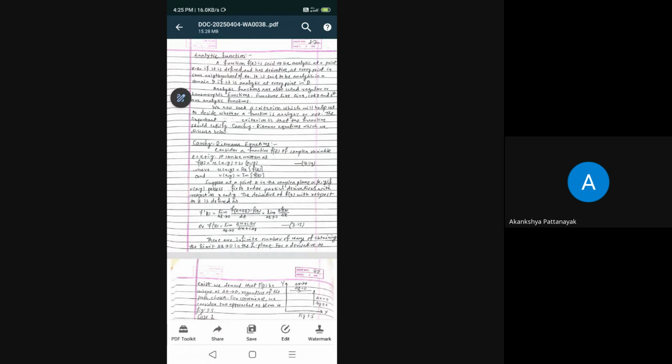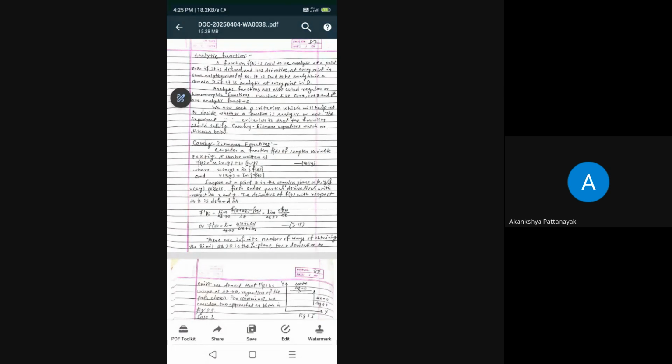So let us explain it. That neighborhood falls in the domain D. It is said to be analytic in a domain D, where D constitutes the neighborhood of that point z0, if it is analytic at every point in D. Analytic functions are also called regular or holomorphic functions. Functions like sin z, cos z, and e to the power z are analytic functions.